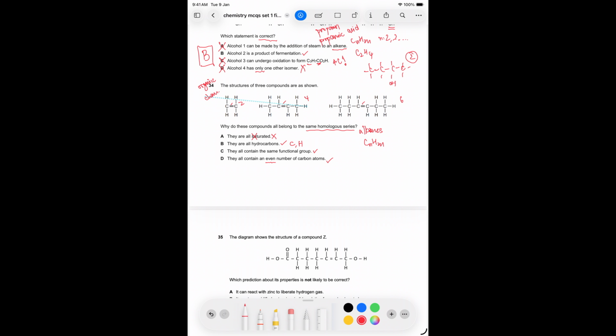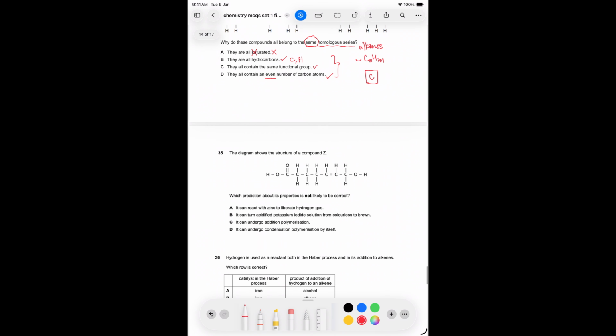Okay, B, C, D are all true, but coming back to the question, why do they all belong to the same homologous series? Under the properties of homologous series, they must have the same functional group. So out of B, C, D, although these 3 statements are true, C is the most important statement. It's one of the properties to define whether compounds belong to the same homologous series. They must have the same functional group, and the same general formula as well, which is CnH2n. B and D, although true, are not really that relevant or crucial. So C is the answer.